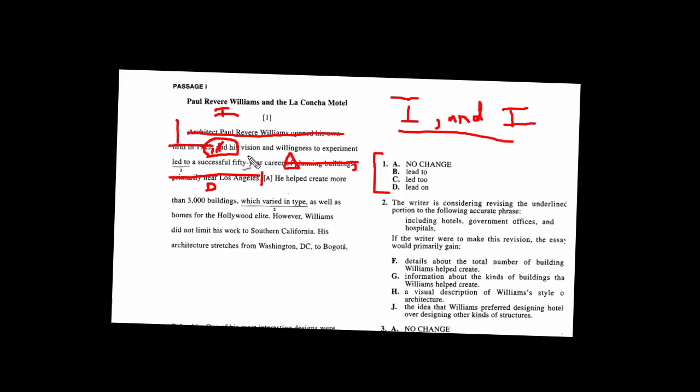We come over here, we just simply start reading from his vision. His vision and willingness to experiment led to a successful 50-year career. That's an independent clause. Answer choice A sounds good. Let's put a dot by it. Okay, let's plug in answer choice B. Led to. His vision and willingness to experiment led to a successful 50-year career. That also sounds good as well. However, lead here is lead, a lead metal. That's not what they're trying to talk about. Okay, once we get rid of that, we can get rid of D as well. Now you'll see that answer choice A and C, the difference here is T-O-O or T-O. The best answer here, answer choice A.